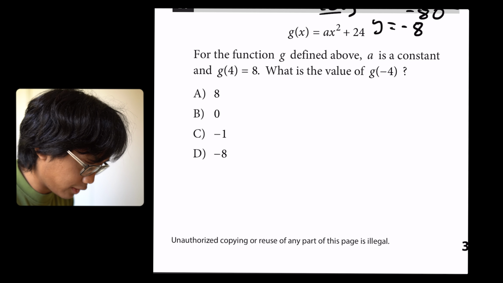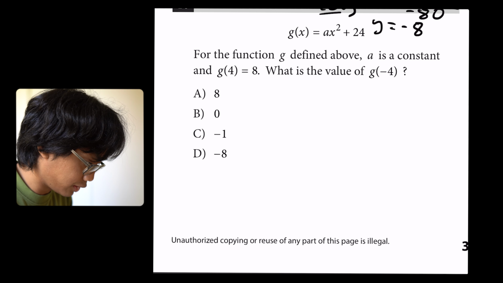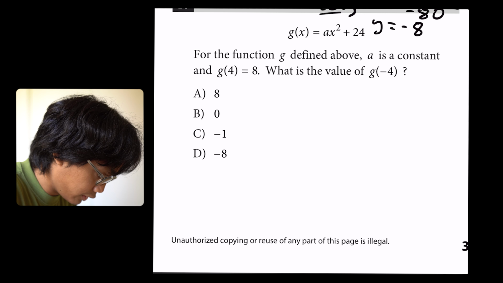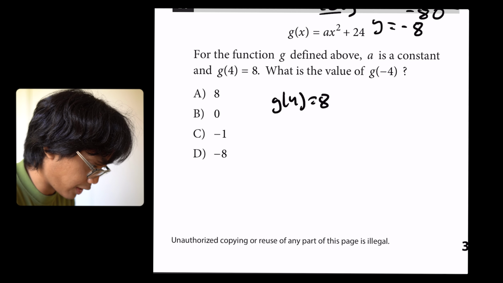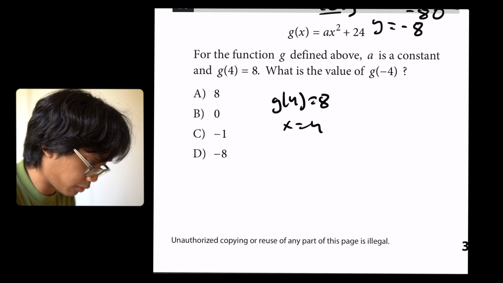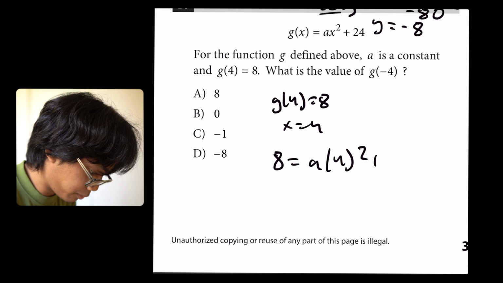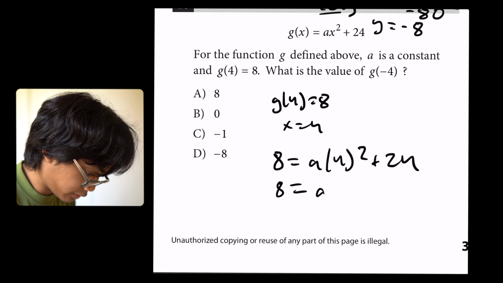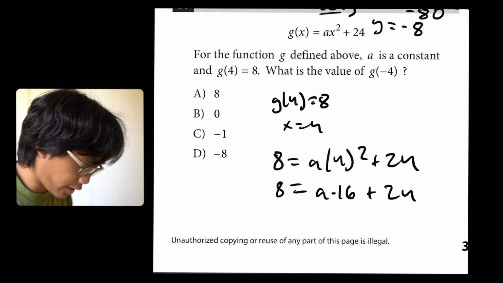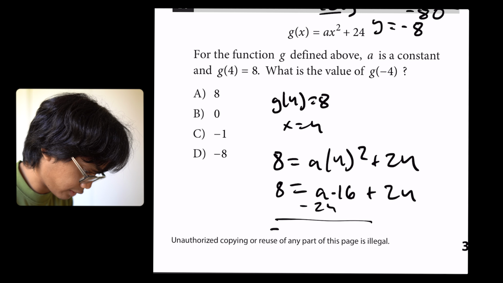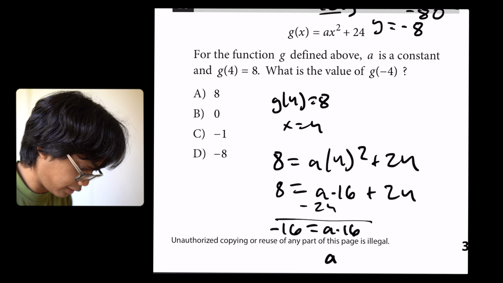All right, g of x equals ax squared plus 24 for the function g defined above. A is a constant and g of 4 equals 8. What is the value of g of negative 4? So if g of 4 equals 8, that's where x equals 4, we can substitute it into this equation, where we'll have 8 equals a(4) squared plus 24. 8 equals a times 16 plus 24, and then we can subtract 24, so we'll get negative 16 equals a times 16, and then if we divide by 16, we'll get a equals negative 1.